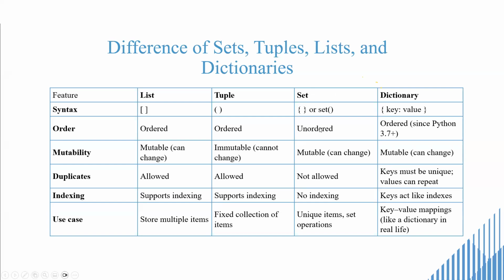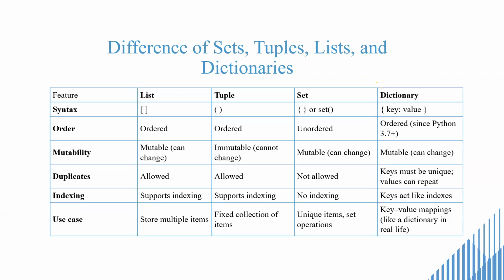A set is unordered, mutable, can be changed, duplicates are not allowed, no indexing, and it holds unique items, because you cannot put duplicate things inside a set. A dictionary is a key and a value. It was introduced in Python 3.7 and it can be changed. Keys must be unique. When you are putting a name, it should be unique. But values can be repeated. You can put any values. There can be 2, 3 Zakir inside a name.